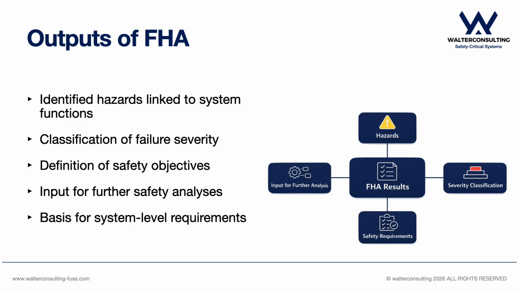What are the outputs of functional hazard assessment? The first result is a list of identified hazards. These hazards are linked to specific system functions. Next, the severity of each hazard is classified. This defines how critical each situation is. Another important output is safety requirements. These are derived from the identified hazards. FHA also provides input for further safety analyses, such as fault tree analysis or failure mode analysis. Overall, the results of FHA form a key foundation for system-level safety.